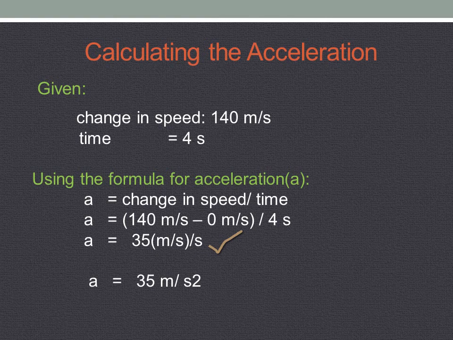In calculating the acceleration of the school bus, the value of the acceleration is 35 meters per second per second. And what this really means is, each time a second passes, the bus gains 35 meters per second of speed. After 4 seconds, the bus has reached a final speed of 140 meters per second. And after the bus has traveled at a constant velocity, it is no longer accelerating.